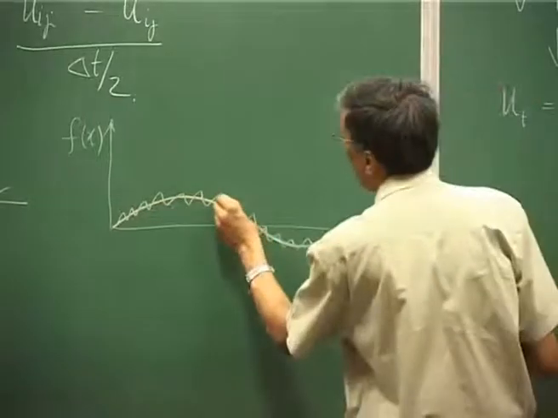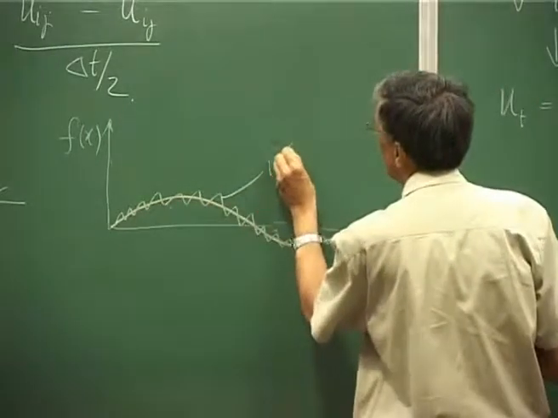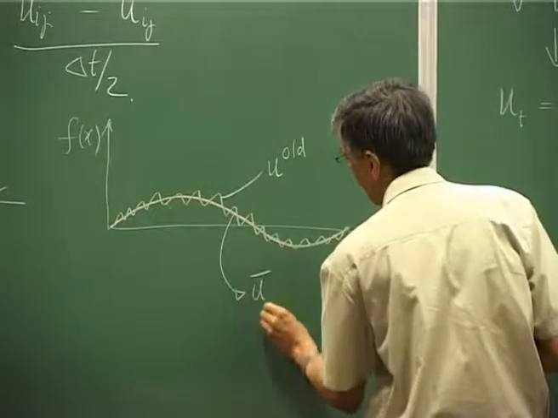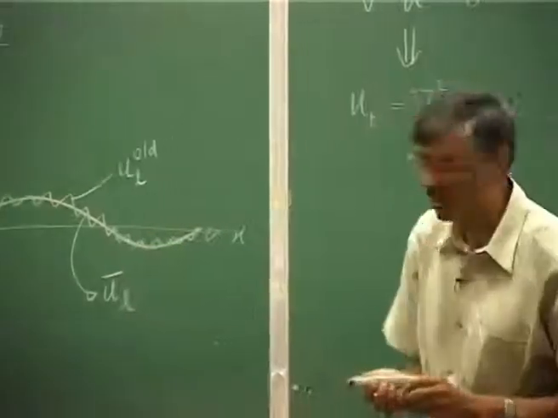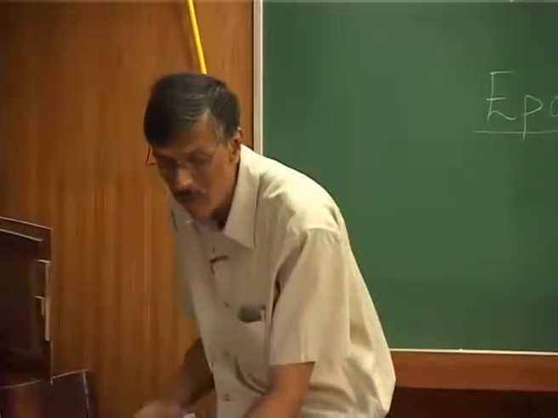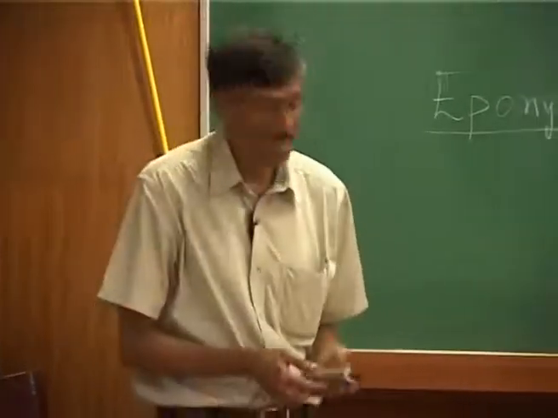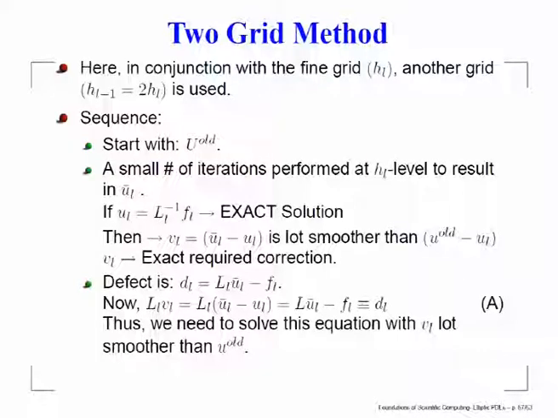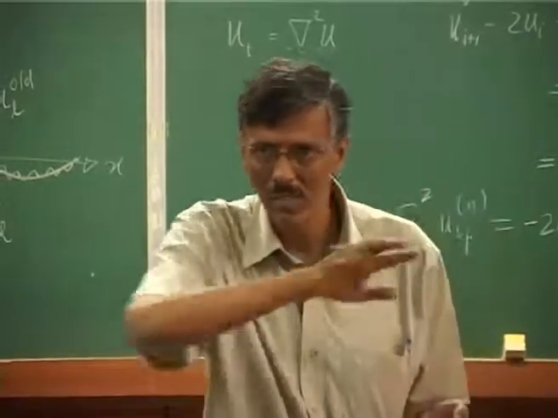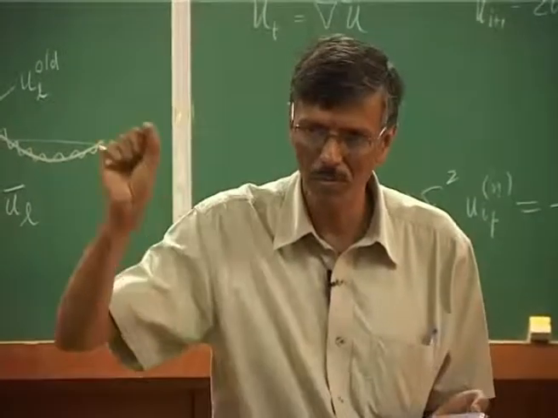So this I could call U old, and this is what let me call U bar. So this is at the LF level. So this is what we have down here: we start off with some initial guess, perform some small number of iterations at HL level, and then we get a smoother solution, right? So now you can understand this UL bar that we have obtained. It has smeared out those high wave number variations, right?